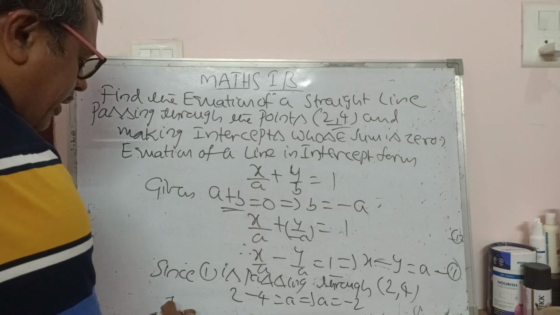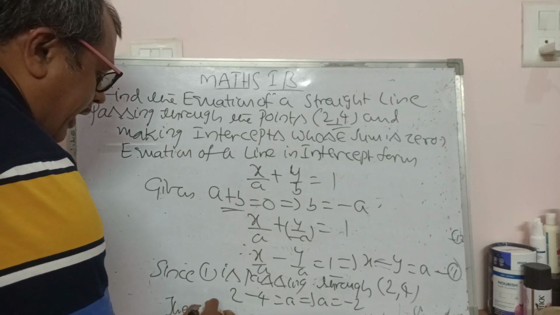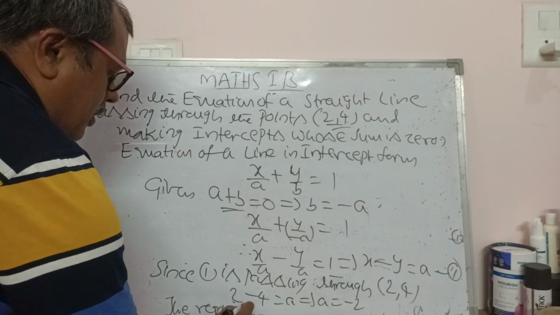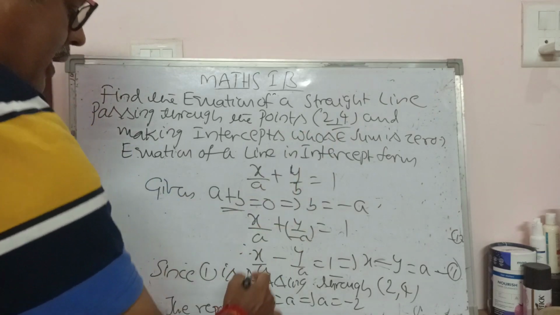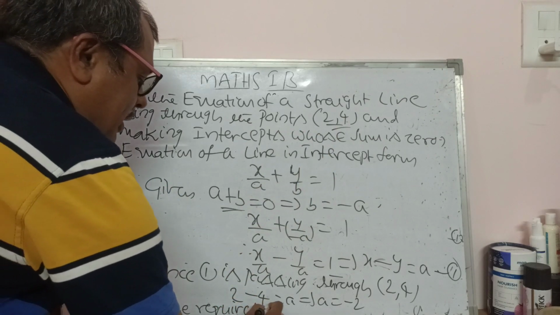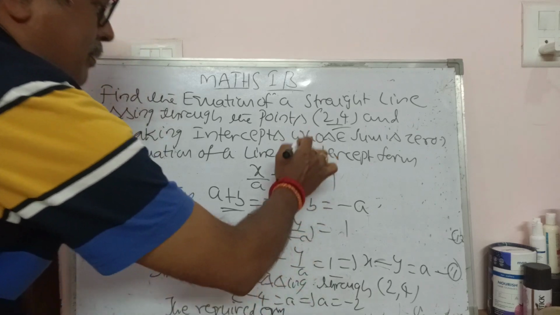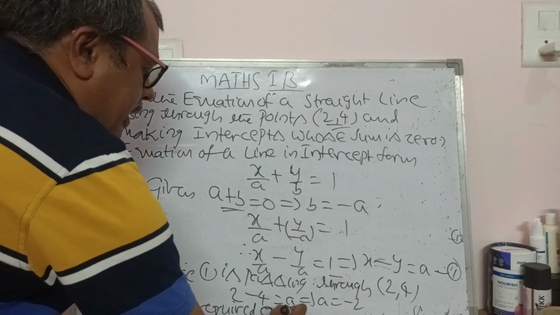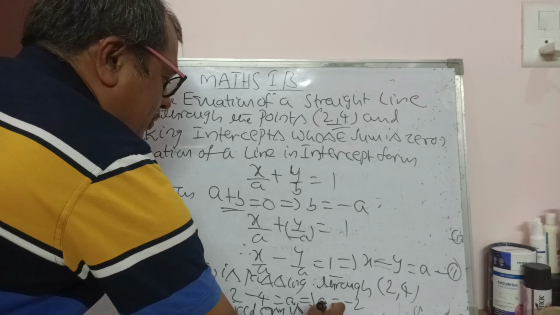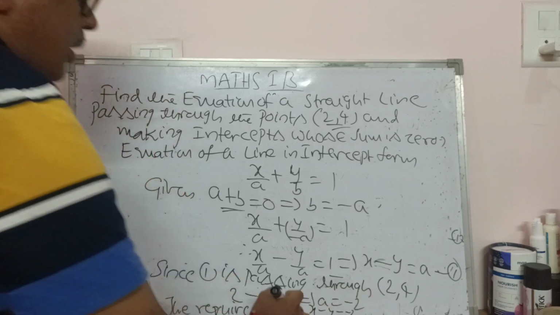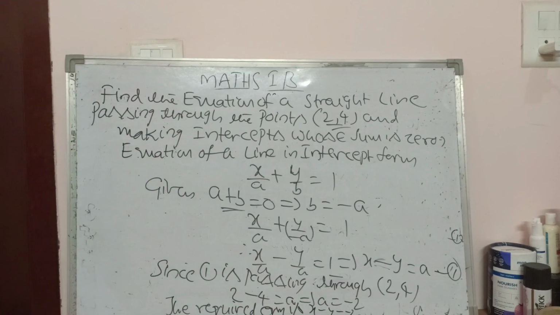Therefore, the required equation of the line passing through (2, 4) and whose sum of intercepts is 0 is x minus y is equal to minus 2, or x minus y plus 2 is equal to 0.